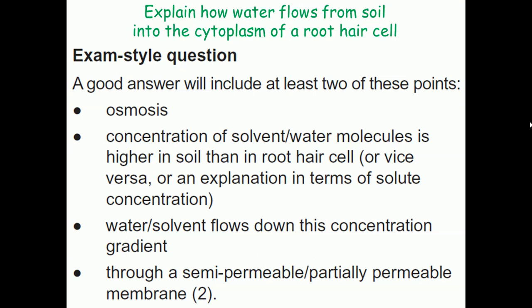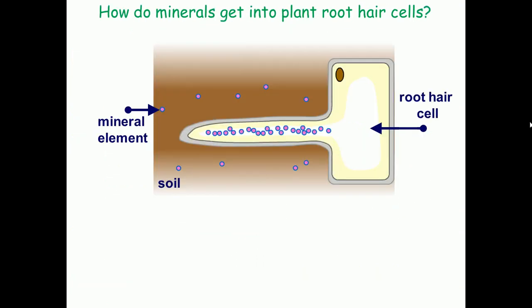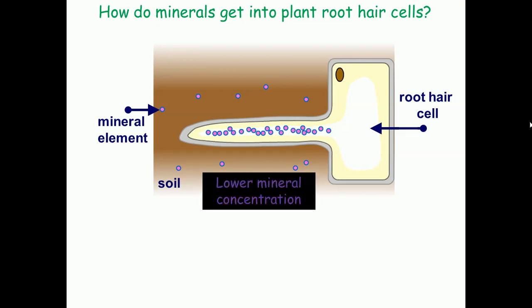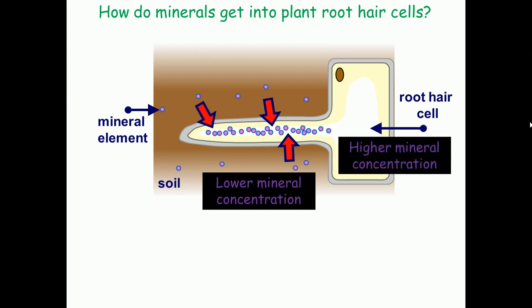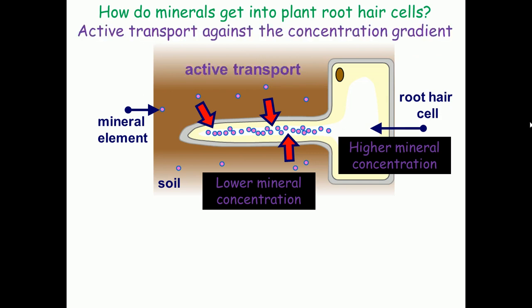So here's an exam question, just summarizing what I've just said. So that's water. So how do minerals get into plant root hair cells? In the soil, the mineral concentration is lower, and they need to move into the root hair cells where the mineral concentration is higher. So how could the minerals move from a lower concentration to a higher concentration? They use active transport. So minerals get into plant root hair cells by active transport against their concentration gradient.